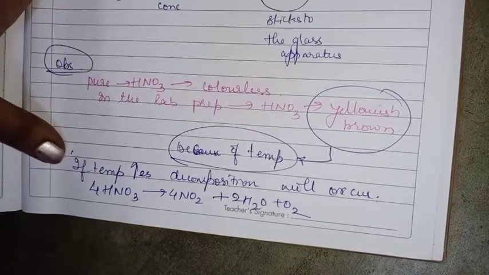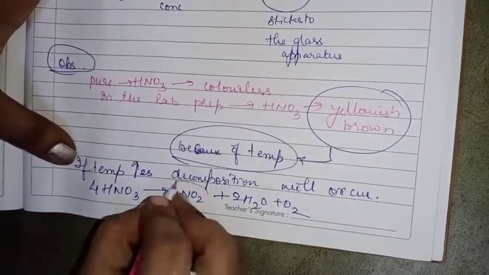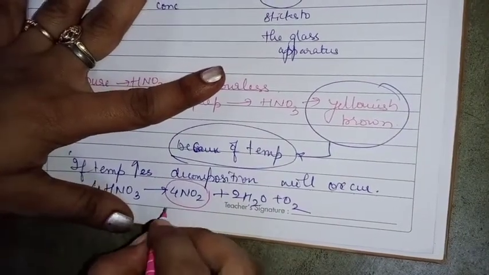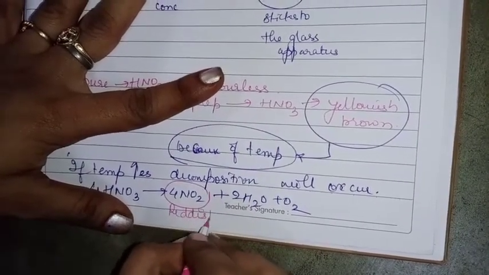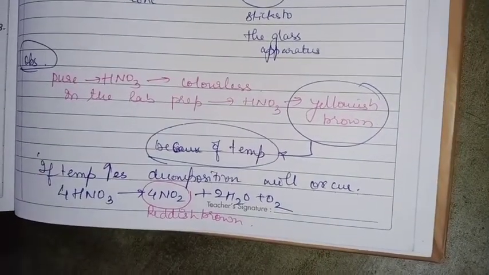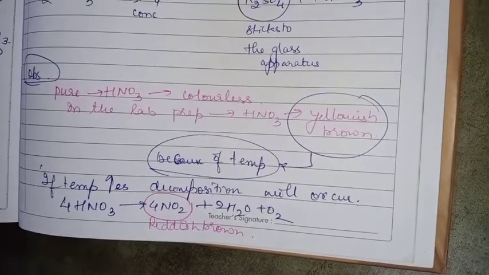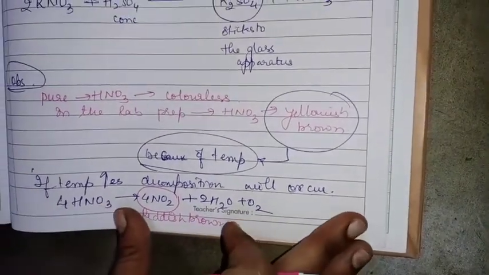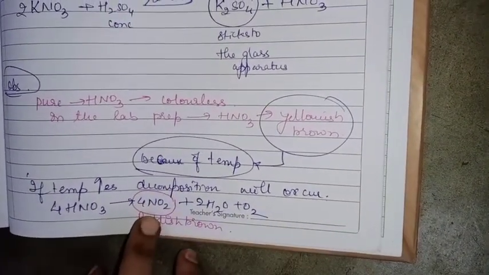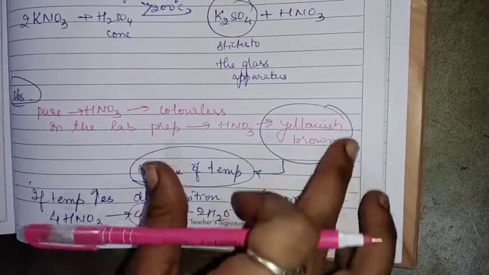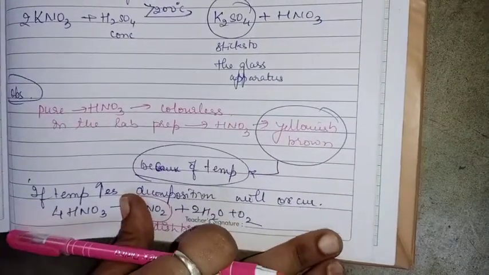Now when this acid decomposes like this, children, the nitrogen dioxide formed is reddish brown in color. So what will happen here? This reddish brown color will impart its color to the solution, and the color of the solution will obviously become yellowish brown. Hence in laboratory preparation, the color will be yellowish brown. Children, this you have to remember.